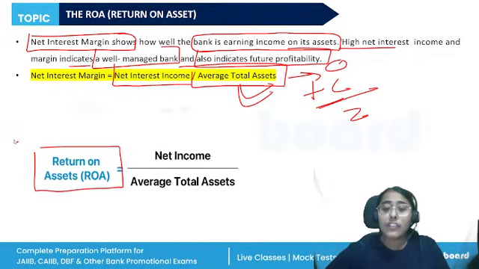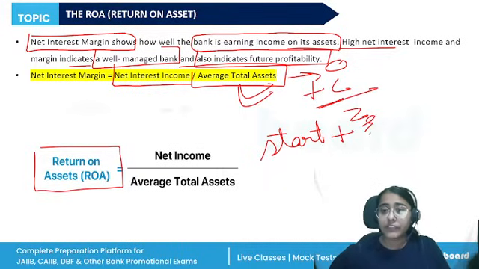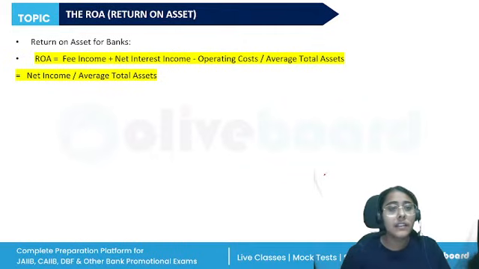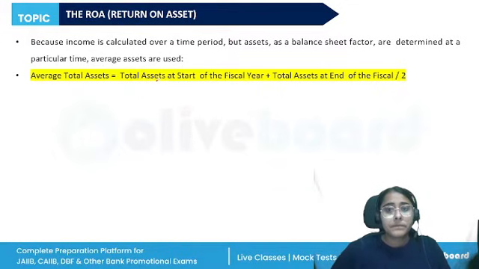How do you calculate the average total assets? Total assets at the start of the fiscal year plus total assets at the end of the fiscal year divided by 2. I am telling you each and every formula so that you do not have any confusion. Very simple, direct questions are asked from this topic, but definitely it will come. So make sure that you understand these topics very clearly, right? Then, yes, the same formula has been explained. All right, this is how we calculate the average total assets.